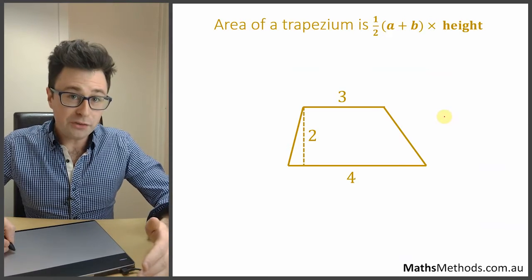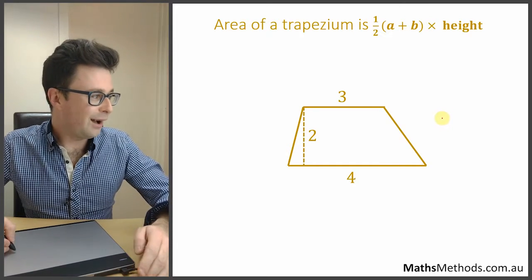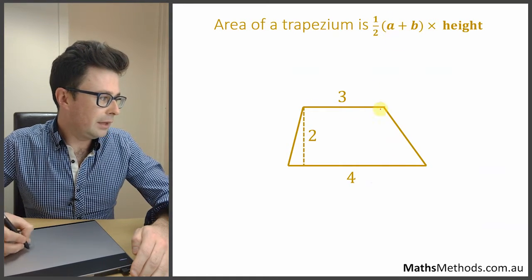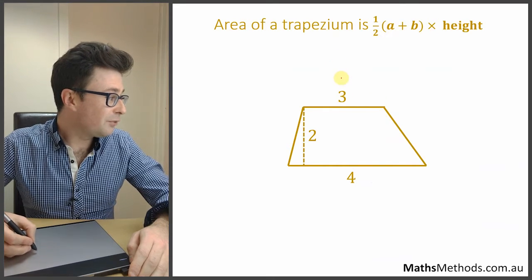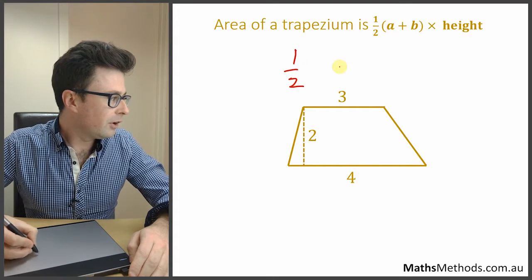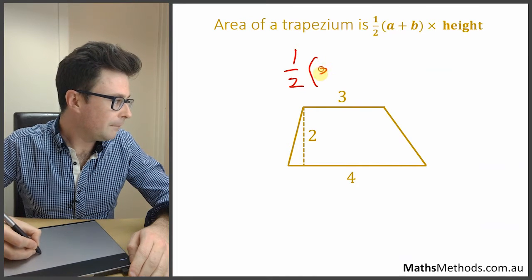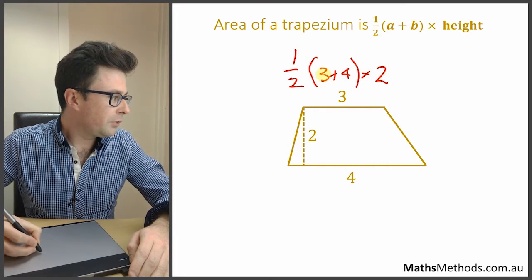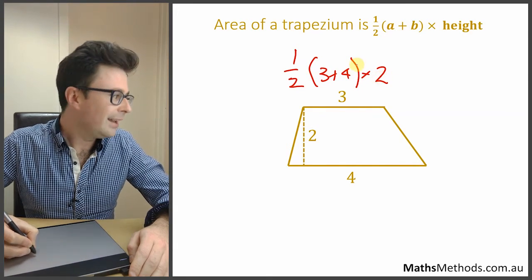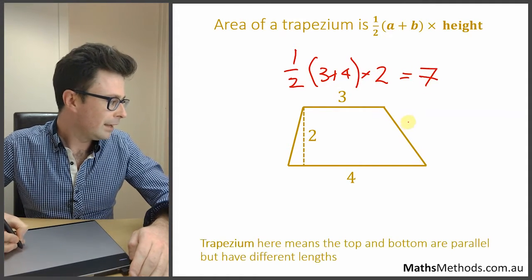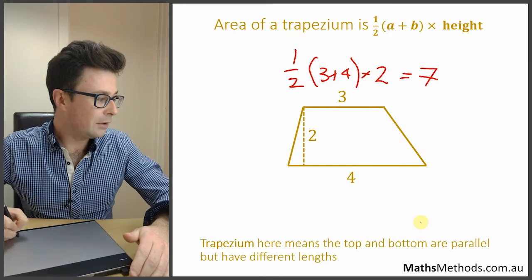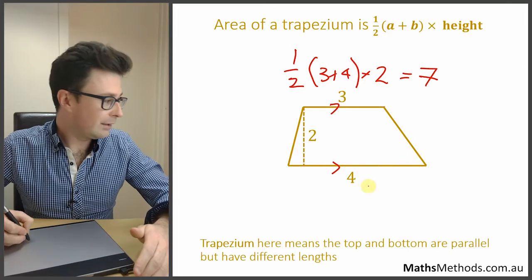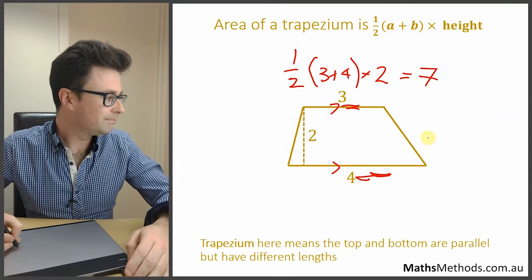Now the area of a trapezium is half a plus b times height. What we mean by a and b is the base would be this, and the a is like the base at the top, kind of. So to find the area of this, it would be half times a, which is 3, plus b, which is 4, times the height, which is 2. So 3 plus 4 is 7, times 2 is 14, and half of that gives us 7. And a trapezium here just means the top and the bottom are parallel. So this and this are going in the same direction, but they have different lengths. So this one's longer than this one.